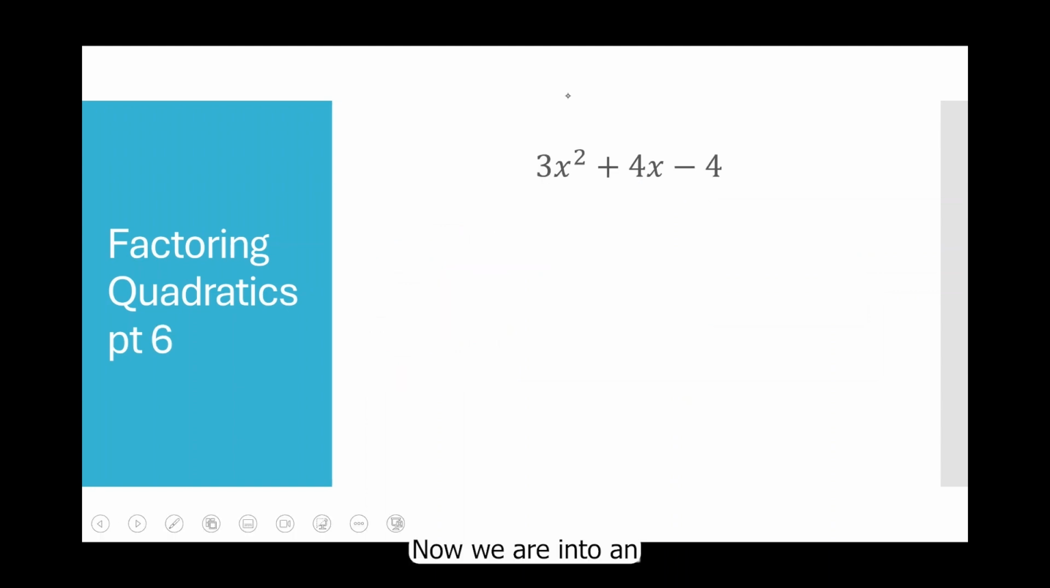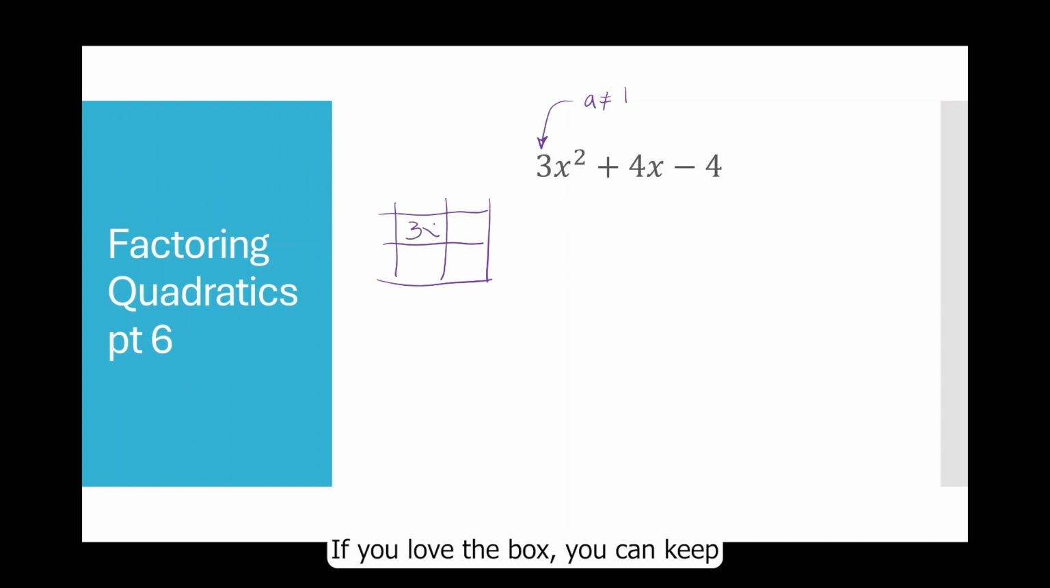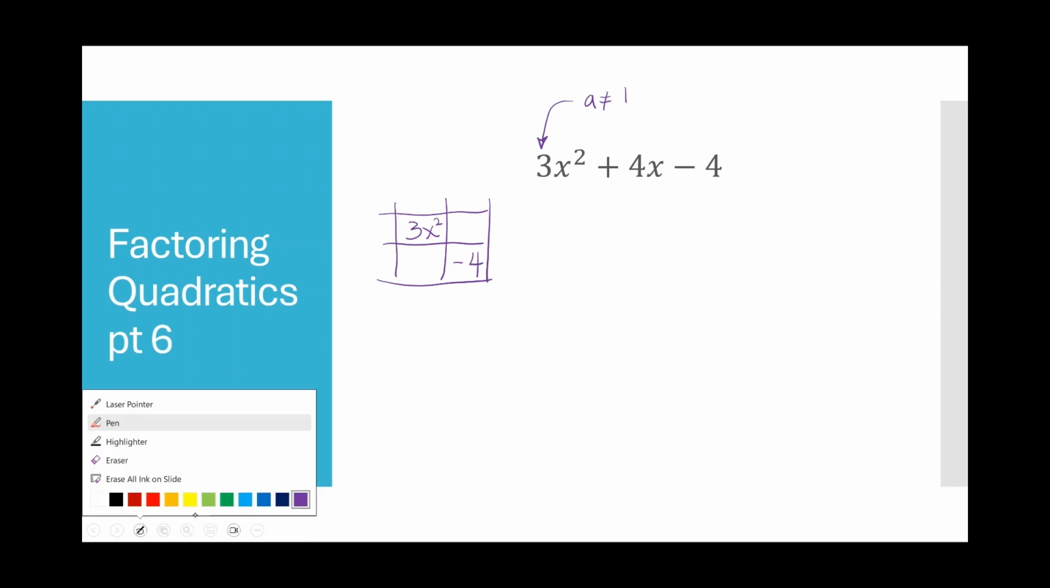Now, we are into an important distinction here. Our a is not equal to 1. And when a is not equal to 1, different things start to happen. So I'm going to again show you same methods, but it gets a tiny bit more complicated. If you love the box, you can keep doing the box. But what we're going to need to do is a bit more guess and check.